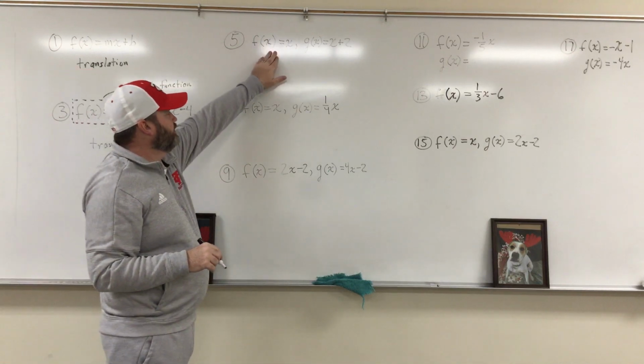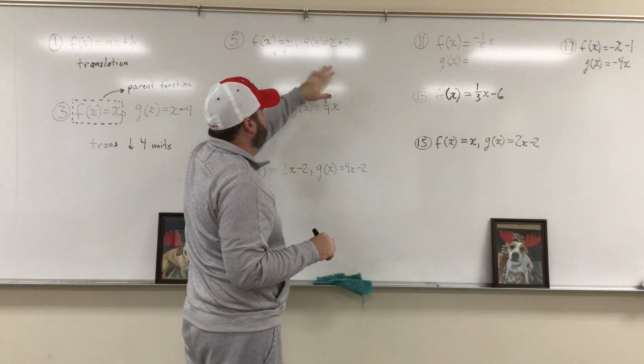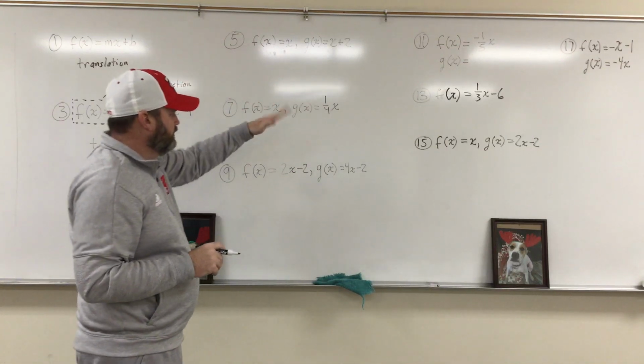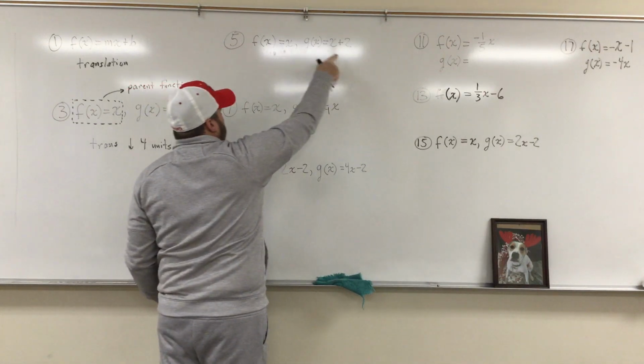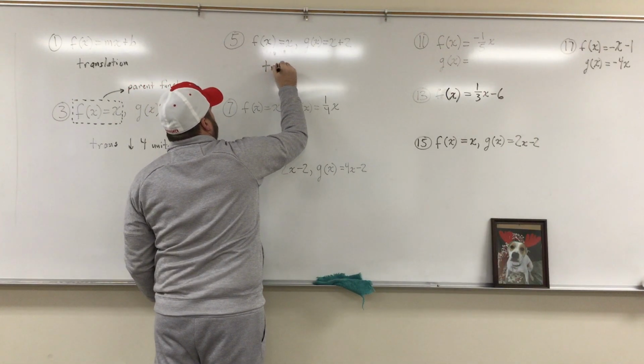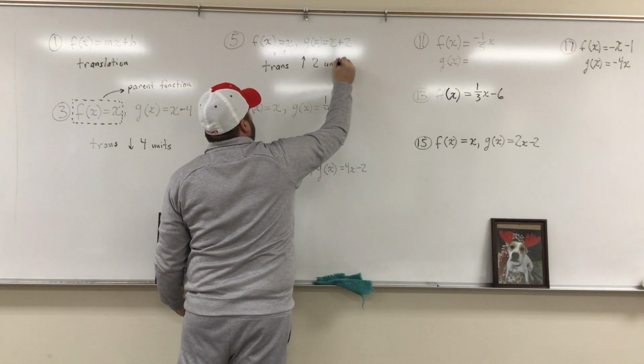But we have our parent function again. The slope is 1 in both spots, so again, it's not rotating or it's not reflecting. But it goes from +0 to +2, so that means we have a translation up 2 units.